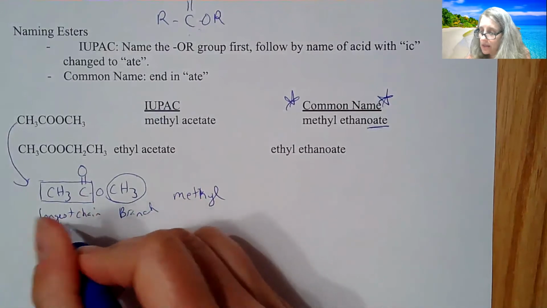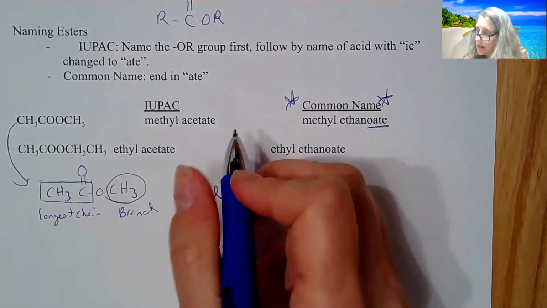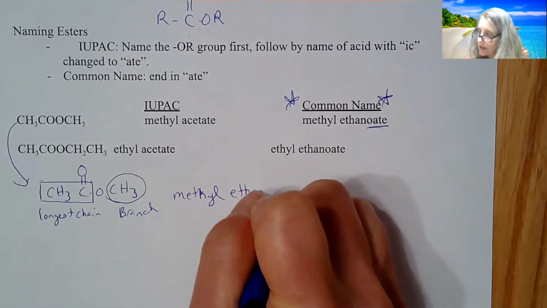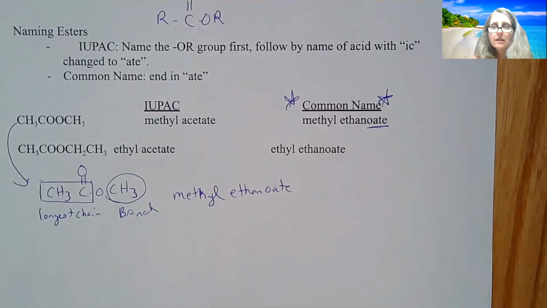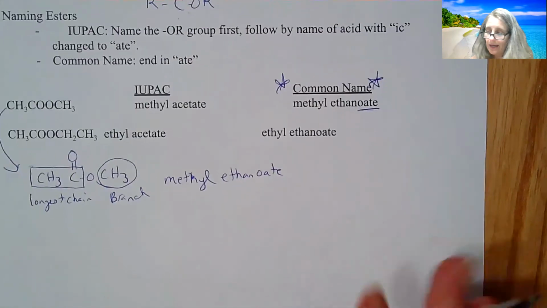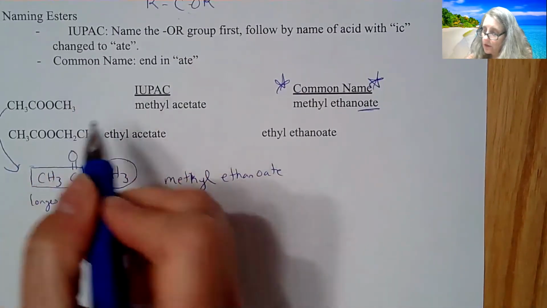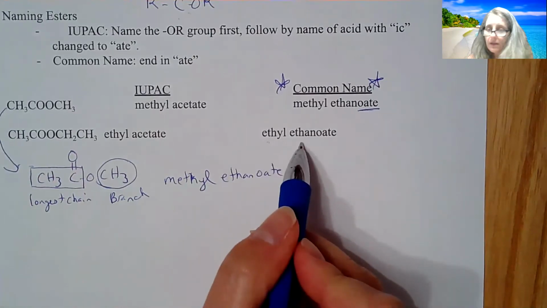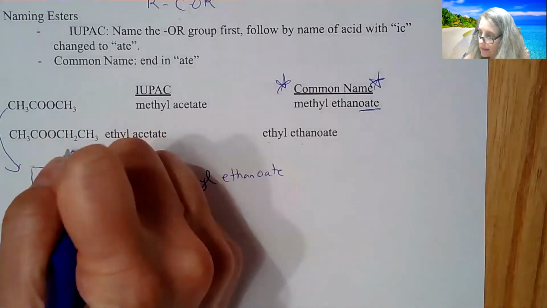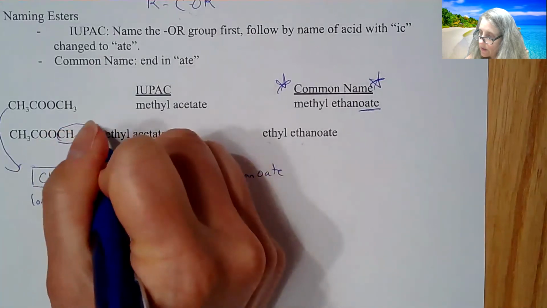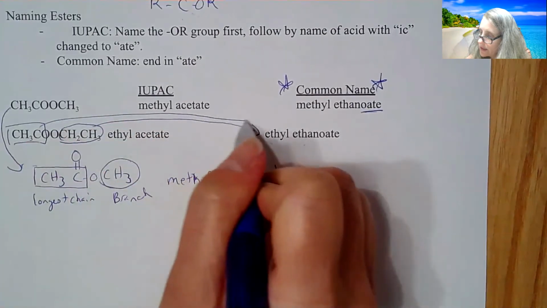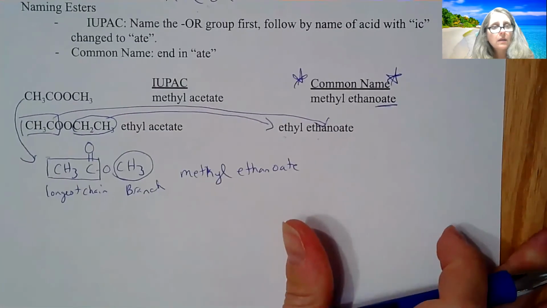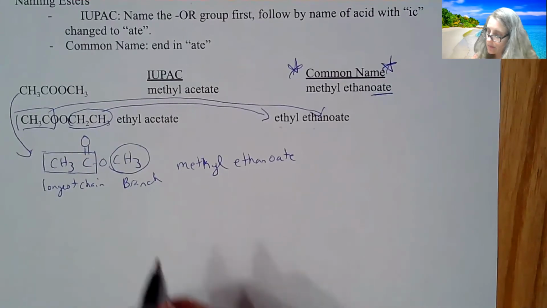You list that first, and then you say the longest chain, which happens to be 2 carbons, so that's going to be ethane, drop the e, you put the o in there, and -ate, again using the carboxylic acid name or whatever you want to do. So that's going to be how you name an ester, okay? So if you look at this example, ethyl ethanoate, this is the ethyl, and then this part is the longest chain, the ethanoate. So that's always going to be the naming system that you use.